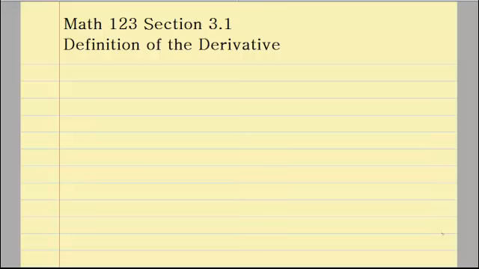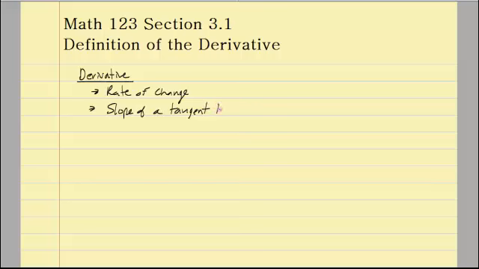In section 3.1 we're going to be looking at the definition of the derivative. Now a lot of this will be a review when we are talking about the slopes of tangent lines and rates of change. Basically a derivative is a rate of change, and we've already talked about that aspect of the definition of a derivative. It's also referred to as the slope of a tangent line. And these are just a couple of the applications that we'll be looking at.